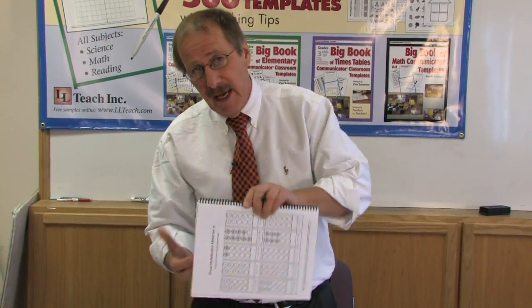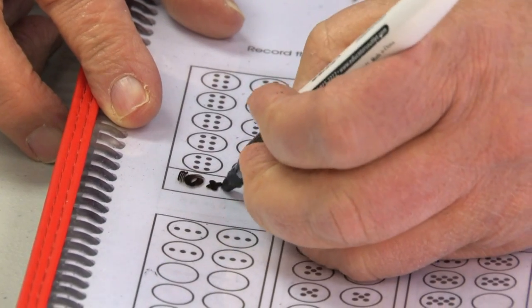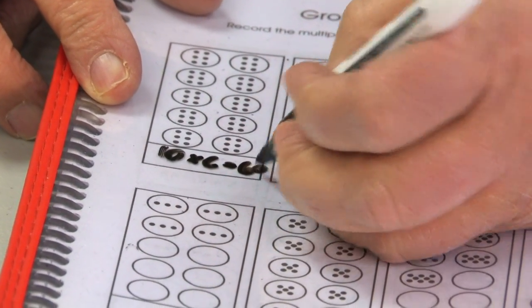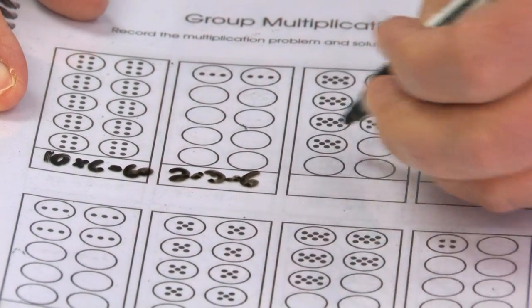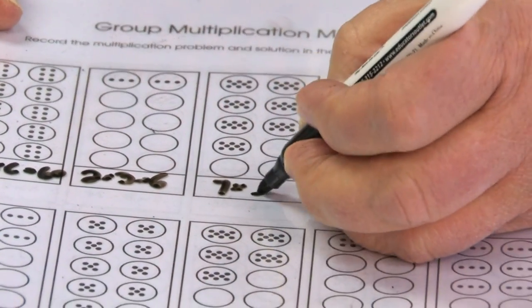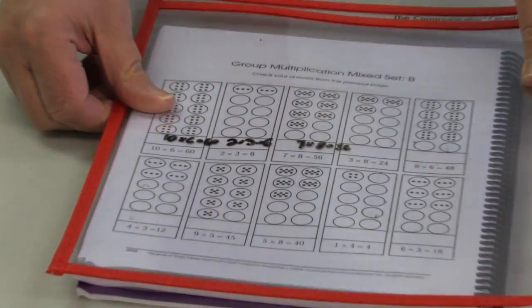Groups are done by tables, individual tables, and by mixed sets of problems. So we have 10 groups of 6 equals 60. We have 2 groups of 3 is equal to 6. We have 7 groups of 8 is equal to 56. Turn it over and check.